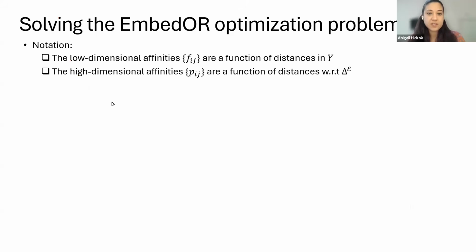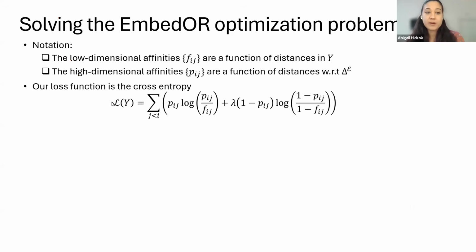And the optimization problem that we solve is we minimize the cross entropy between these low dimensional affinities and these high dimensional affinities. So again, these high dimensional affinities are fixed. They're just calculated with respect to the embedder metric. And then what we're optimizing is the embedding y, so these low dimensional affinities match the high dimensional affinities.